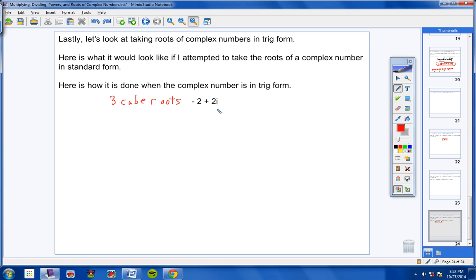So, I'm not going to take time and do this for you because we've learned how to do this the other day, but if I took this and wrote it in trig form, you would get this right here.